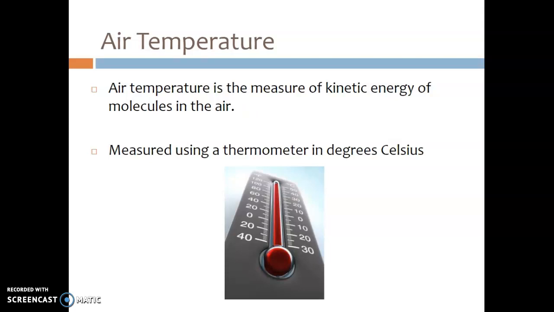Air temperature is the measure of kinetic energy of molecules in the air. So basically, how fast are those things moving around? It's measured using a thermometer in degrees Celsius. So the thermometer basically gets hit by these particles, by these molecules, and depending upon their speed, it expands the liquid inside and makes it go up the tube.